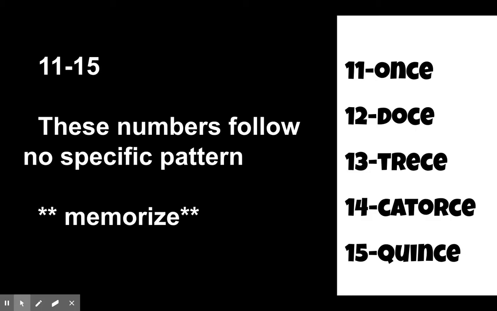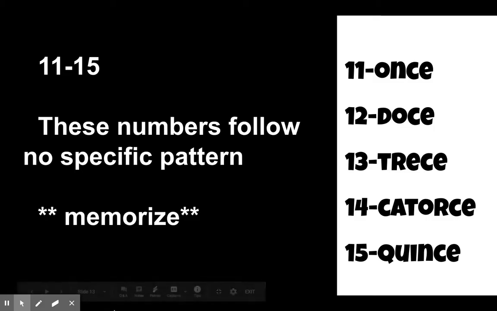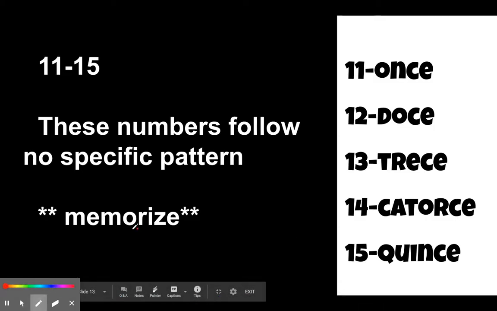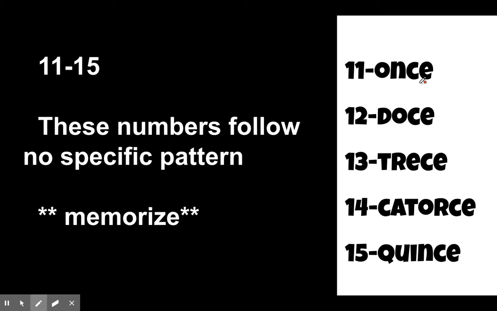Now, when we get to numbers above 10, they start to follow different patterns. 11 to 15 do not follow a specific pattern. You just have to memorize these. If you notice, 11, 12, 13, 14, 15, they all end in the same two letters, C-E. When a C is in front of an E or an I, it makes an S sound. So we get 11, 12, 13, 14, 15.